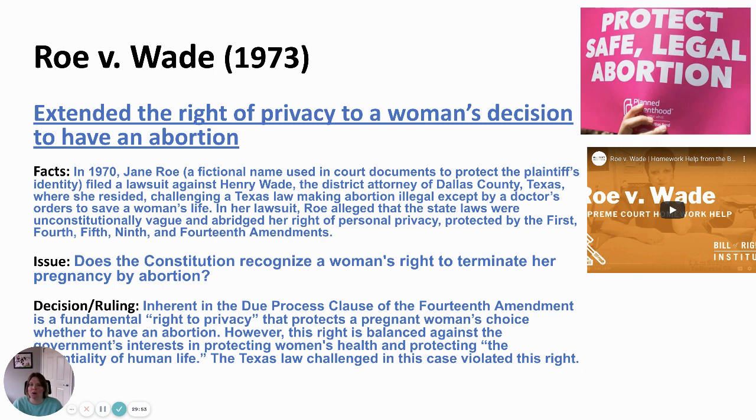In her lawsuit, Roe alleged that the state laws were unconstitutionally vague and abridged her right of personal privacy protected by the First, Fourth, Fifth, Ninth, and 14th Amendments.